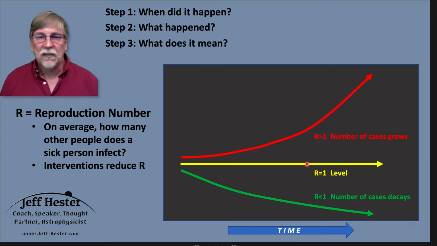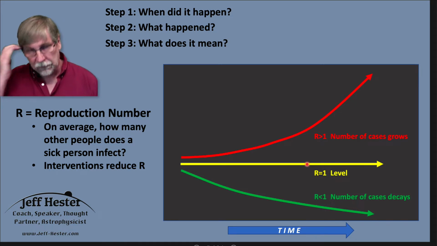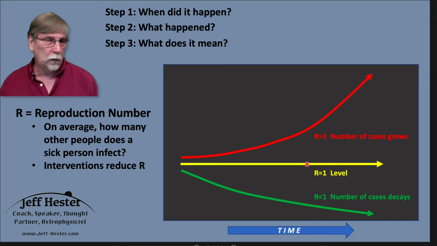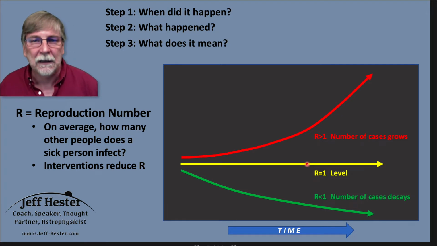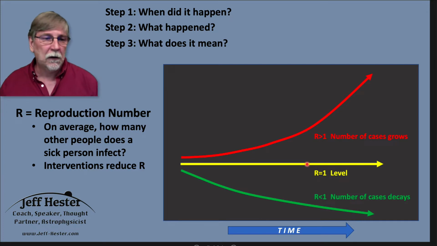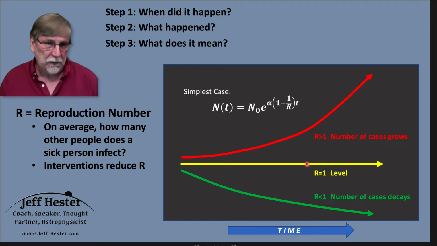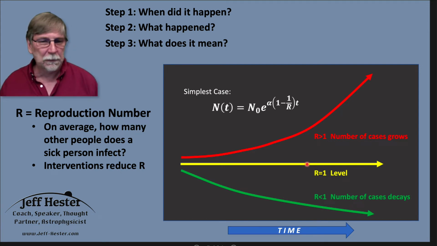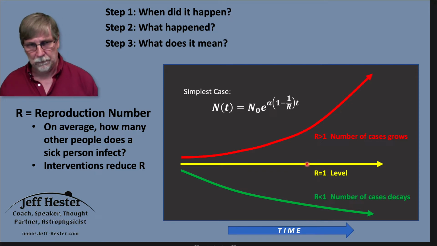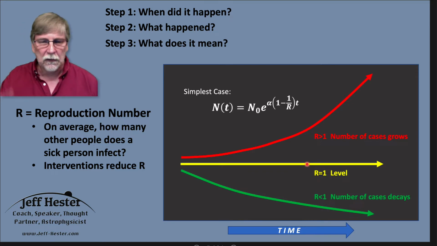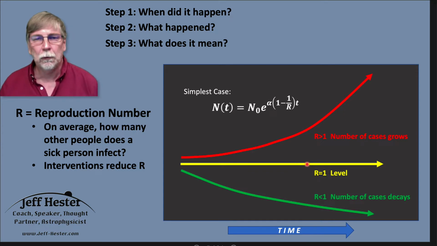And so all of the interventions, whether you're talking about shutting things down or school closures or wearing masks or whatever, it's all about reducing the number of other people a sick person gives the disease to, because that's what controls the spread of the pandemic. For those who are geeky about it, in the very simplest case, you're talking about an exponent. There's what the expression looks like where R is the reproduction number. You can play with it and see why it does what it does and why reproduction number matters.